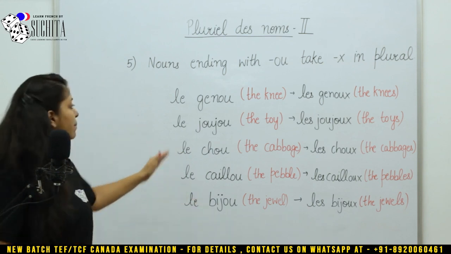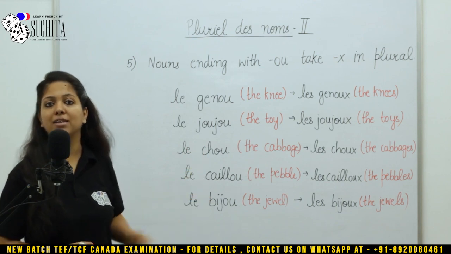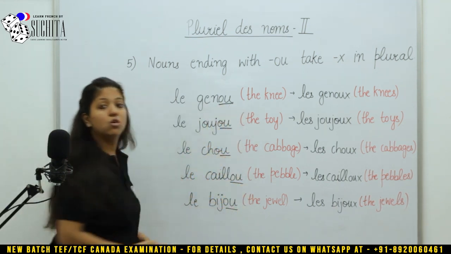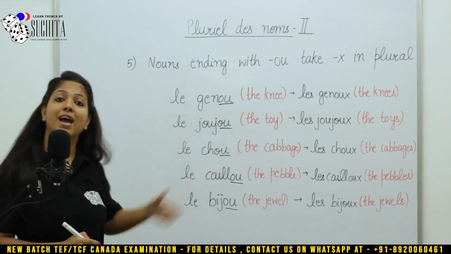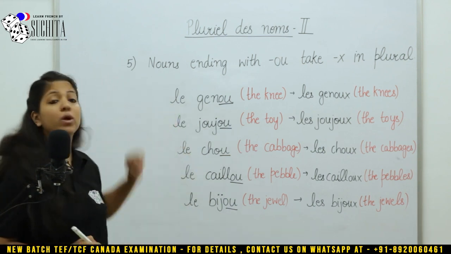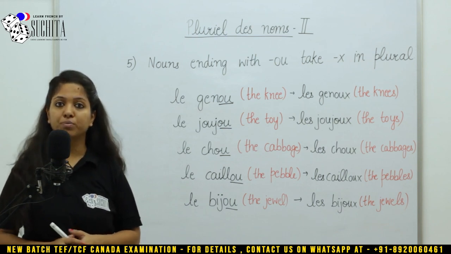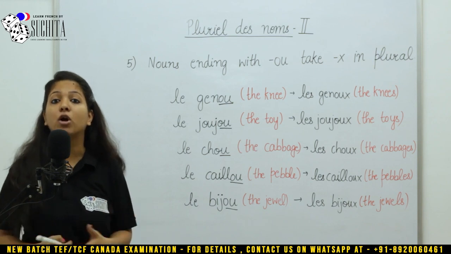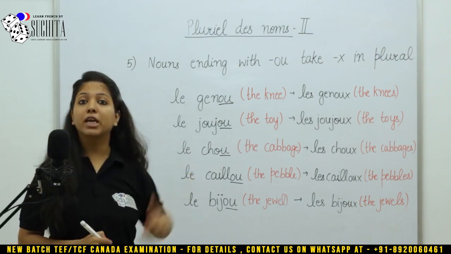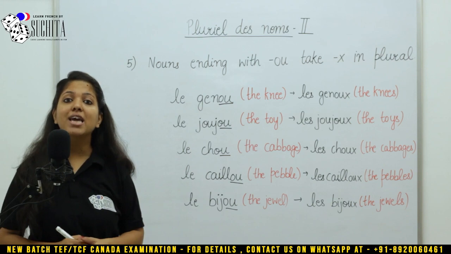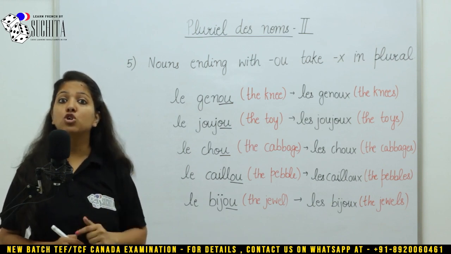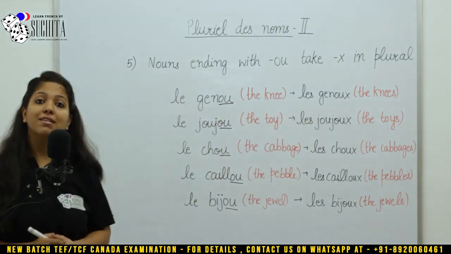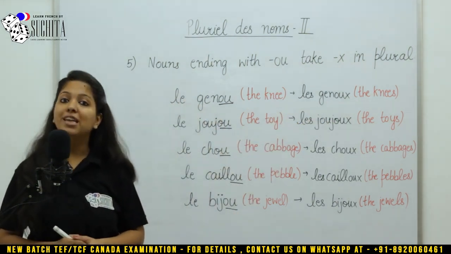So let's look at a few examples which have OU at the end. Voila. So all the examples, they have OU at the end. The first one being le genou. Genou, which means the knee, the part of your body. Now in order to make it plural, you will write les genoux, avec X, which means the knees.